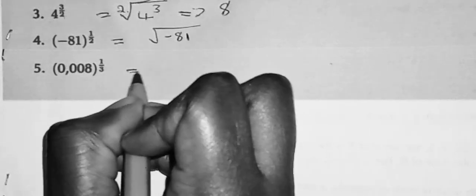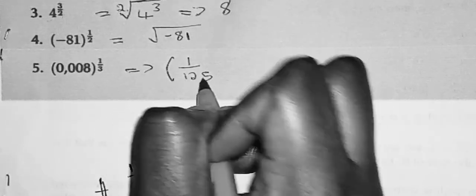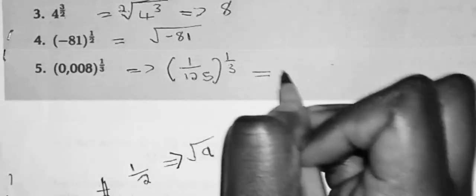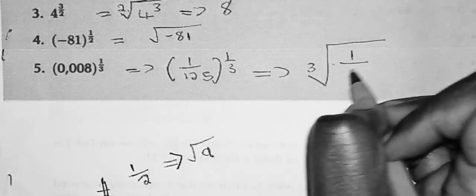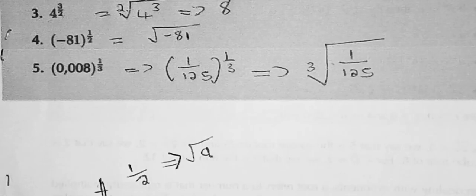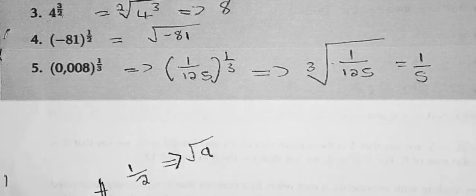Then we're moving on to the next one. Here we have 0.008, which gives you a rational number, which is 1 over 125. So I'm going to say 1 over 125 all to the power of 1 over 3. Then we do our radical with 3, and you get the cube root of 1 over 125. You get positive 1 over 5. So this 3 is a cube root of the whole thing, and you get a rational number.